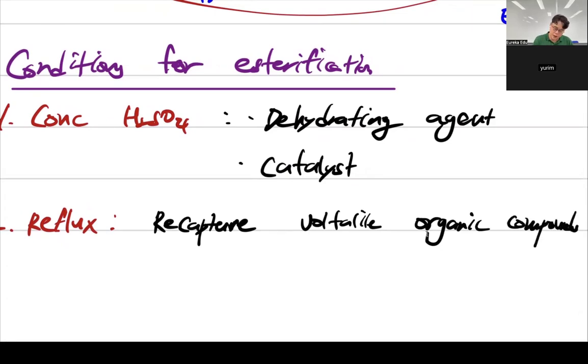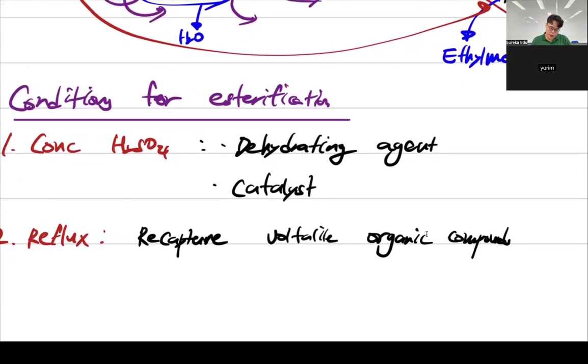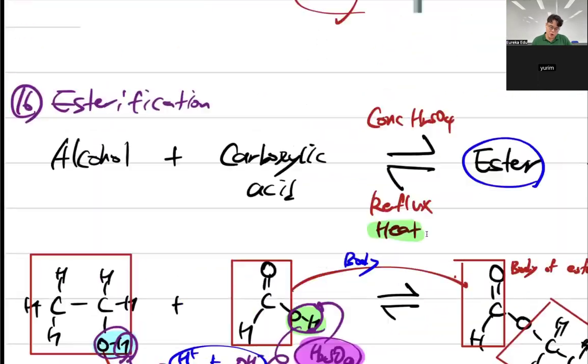Now, volatile means what? Highly flammable. Highly flammable means it's highly dangerous. So this is why when you're performing the esterification, we're performing under the fume hood or in the open spaces, using the condensers too. Now, recapturing the volatile organic compound has two main reasons.